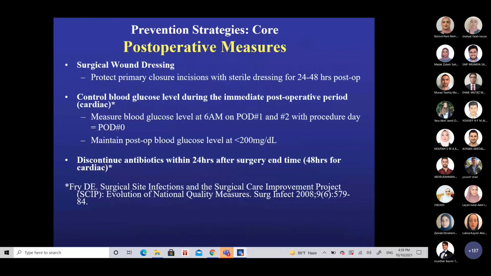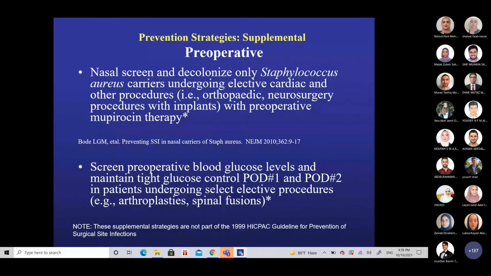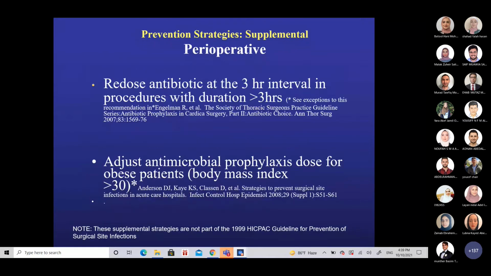These are the core strategies. Now, talking about some of the supplemental ones, we don't have that strong scientific evidence, so they are not highly recommended. For example, nasal screening and decolonization of staphylococcus carriers undergoing elective cardiac and other procedures, screening for Staph aureus. Tight sugar control, as we said, is not recommended.